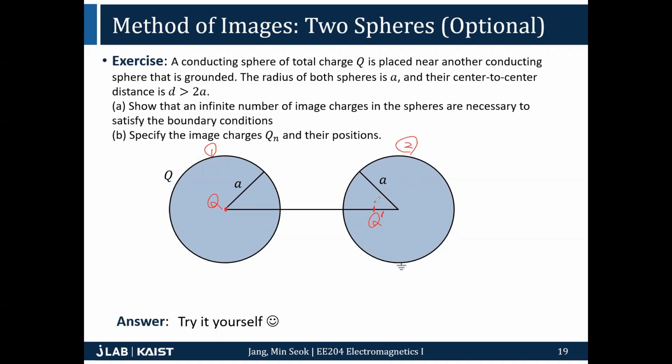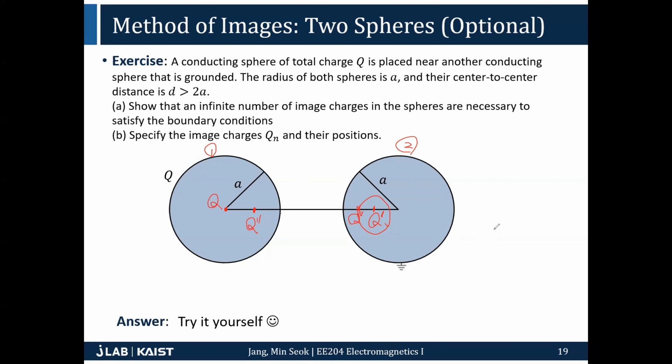But due to this image charge, sphere 1 becomes unhappy, right? So we have an image charge of the image charge. So we have Q double prime, which is an image charge of Q prime, right? Now sphere 1 is happy, but then sphere 2 becomes unhappy. So we need an image charge of Q double prime, which we call Q triple prime. And this process goes on forever.